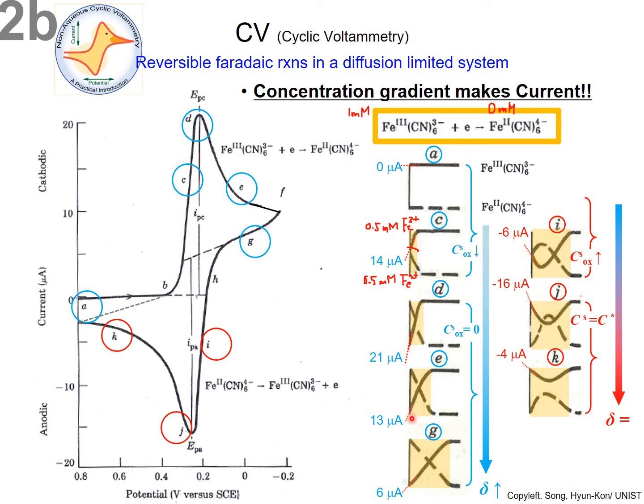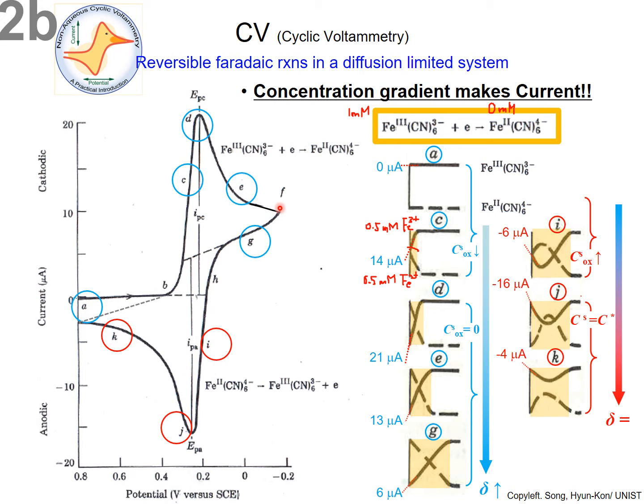So, as the diffusion length increases, the slope of the concentration gradient of the oxidized species decreases from the D point to E point. Then the corresponding current would decrease. Right now, at the maximum point, I have said 21 microampere. Then at the E point, we have 13 microampere there. So current decreased from D point to E point.